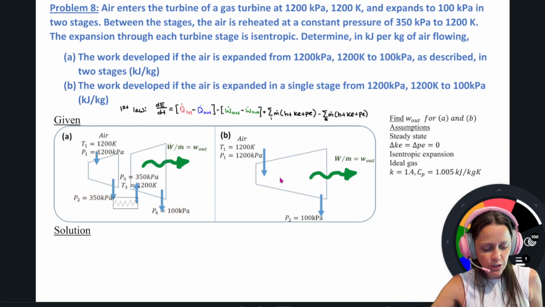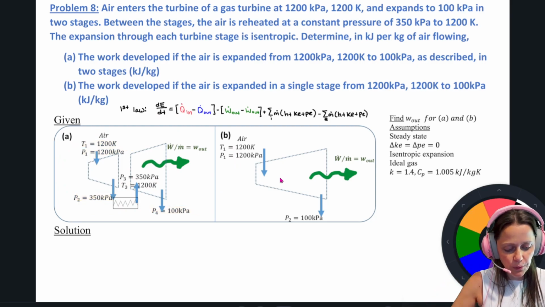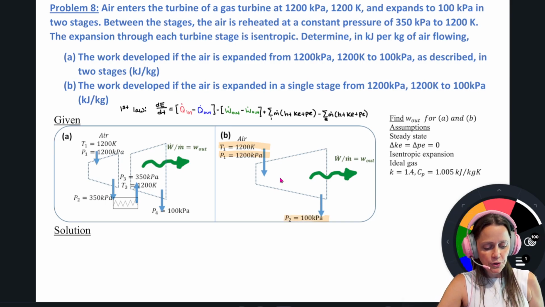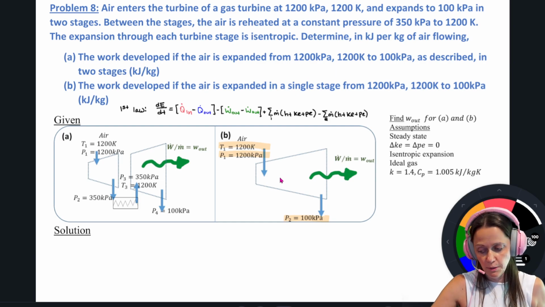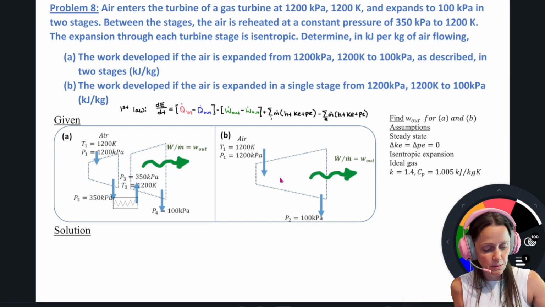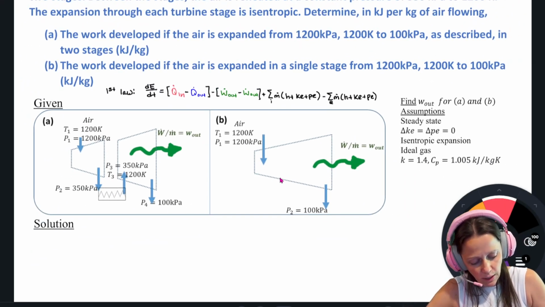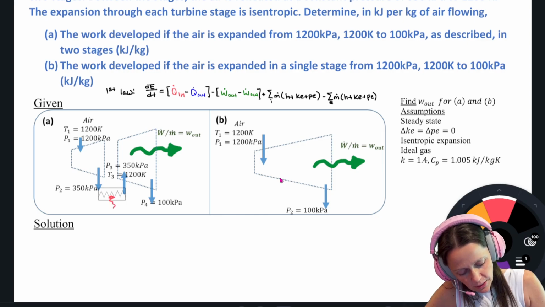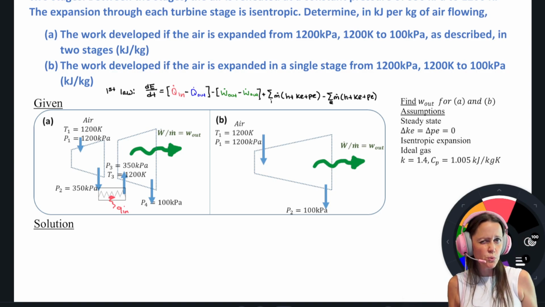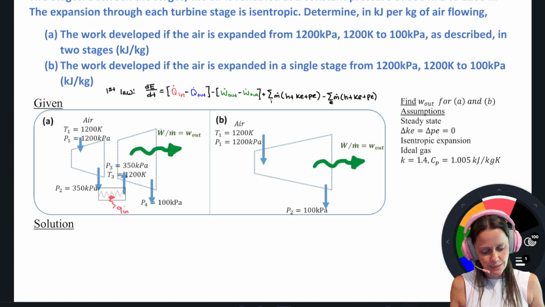And then we want to look at, well, what would happen if we just did it in one fell swoop? We went from 1200 Kelvin and 1200 kilopascals to a final pressure of 100 kilopascals. What type of work output will we be looking at? So we're just going to compare the two and see if reheating works, because that is exactly what we're doing between those stages. Here is my QN for that guy. So we're not looking at a cycle here, but we're just trying to prove to ourselves that reheating does what it says that it's going to do.